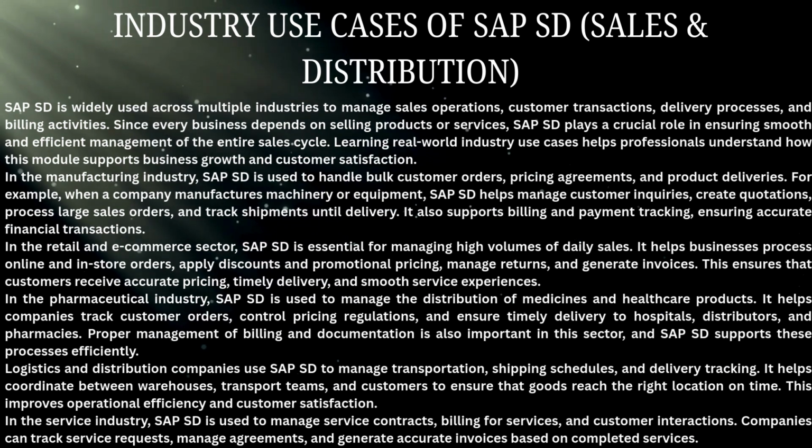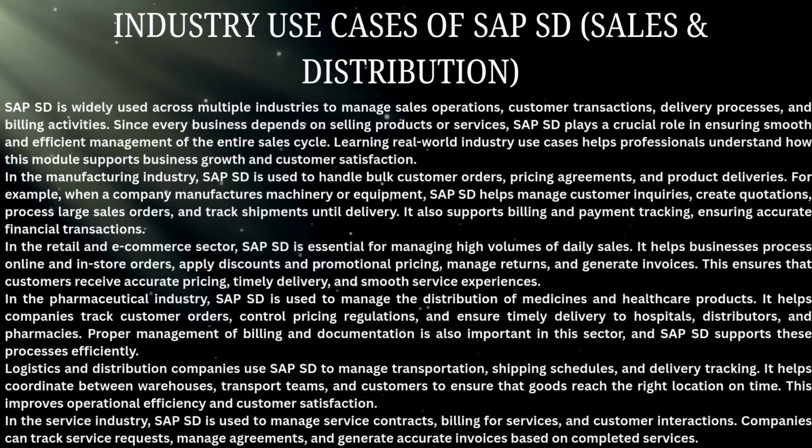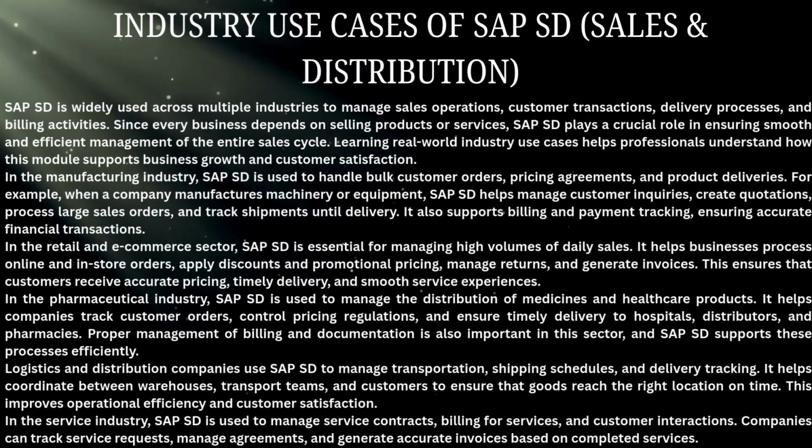Logistics and distribution companies use SAP SD to manage transportation, shipping schedules, and delivery tracking. It helps coordinate between warehouses, transport teams, and customers to ensure that goods reach the right location on time. This improves operational efficiency and customer satisfaction.